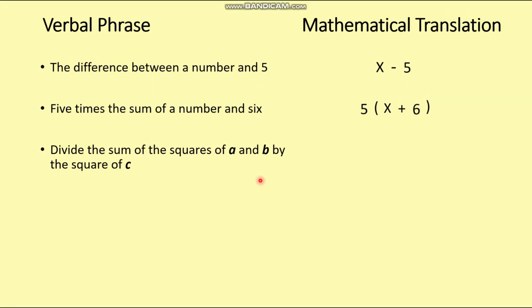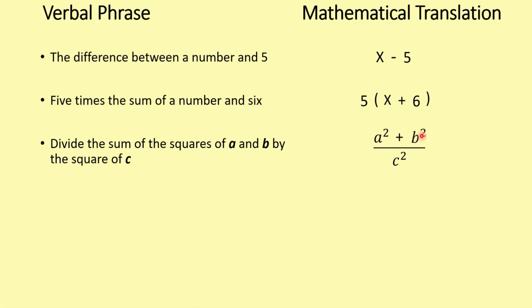So, for number 3, divide the sum of the squares of A and B by the square of C. Okay, divide daw. Divide, gamit tayo ng bar. The sum. So, yung sum is addition. The squares of A and B. So, yung sum ng square ng A and B. So, A squared and B squared. By the square of C. So, di-divide natin to sa square ng C. C squared. So, ito na yun. Divide the sum of the squares of A and B by the square of C.